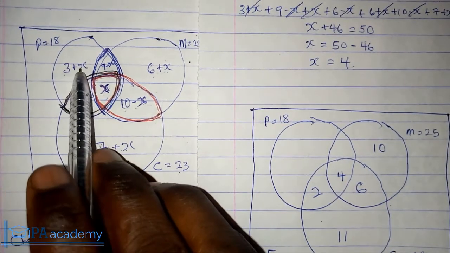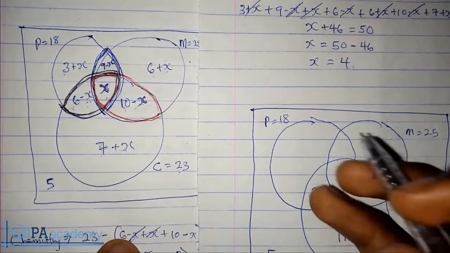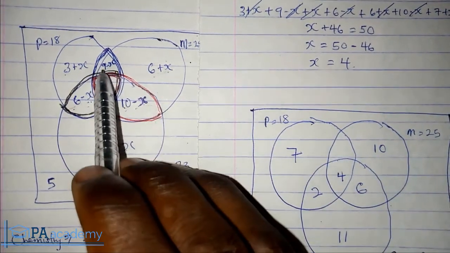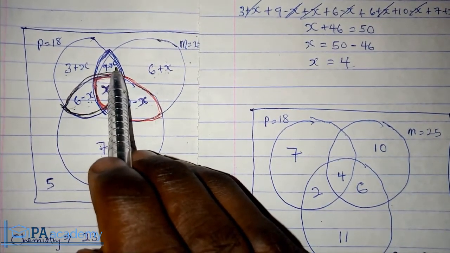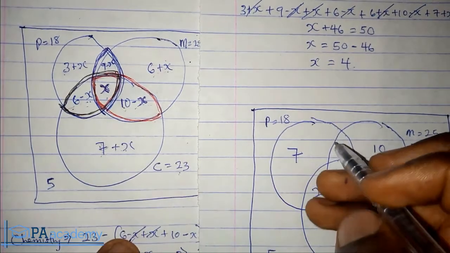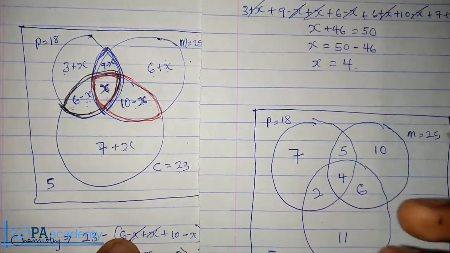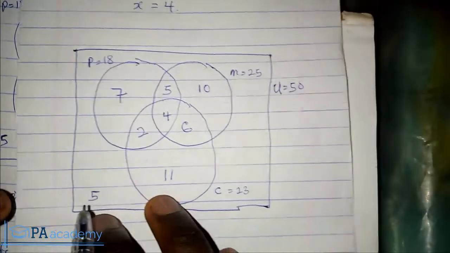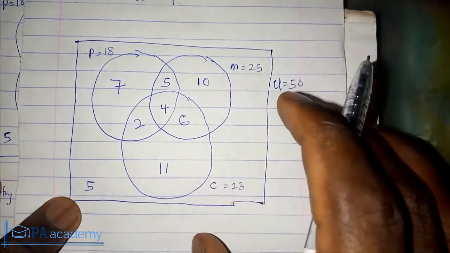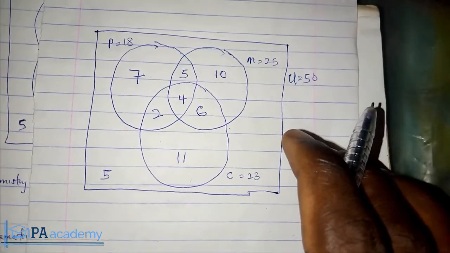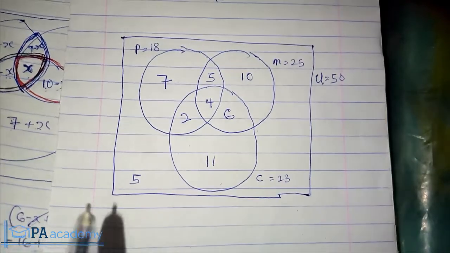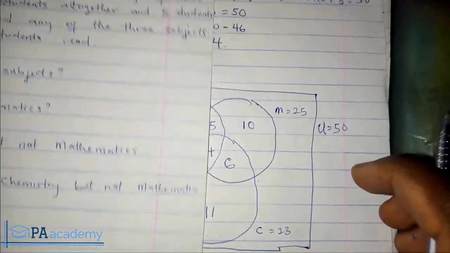Here we have 3 plus x. That's 3 plus 4, 7. And here we have 9 minus x, which is 9 minus 4, and will give us 5. So we've been able to represent it in a Venn diagram. The next thing we are going to do is to answer the questions that follow.